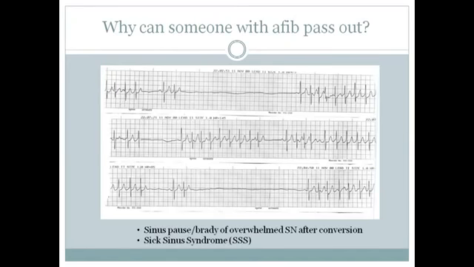In sick sinus syndrome, your sinus node is sick. Usually it's sluggish and bradycardic, but when you go into AFib, you go fast, and when you convert, you go slower, even asystolic. So people can pass out. In elderly people who are passing out and have atrial fibrillation, sick sinus syndrome is something to consider. So this is why the majority of the time people pass out with atrial fibrillation.